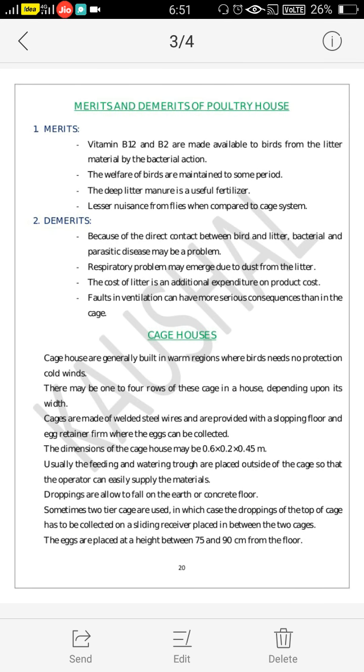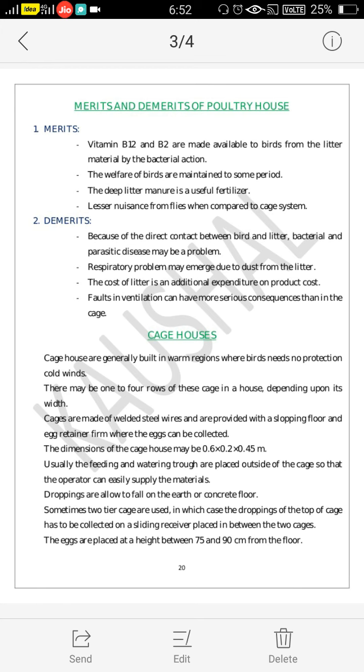Now the merits and demerits of the deep litter poultry house. Advantages of this house: vitamin B12 and B2 are made available to birds from the litter material by bacterial action. The welfare of birds is maintained to some extent. The deep litter is mainly useful as fertilizer, and there are also fewer problems from flies when compared to the cage system.